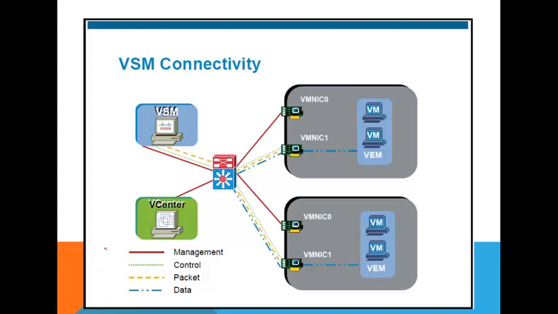Now, VM connectivity. This picture is very important. You see this vCenter can talk to everyone. The red line you see goes to everyone: it goes to the VSM, it goes to the VEM, it goes to everyone. This is separate hardware for a host. And this dotted line you see, control, goes between the VSM and the VEM. That's all. It is between the VSM and the VEM.